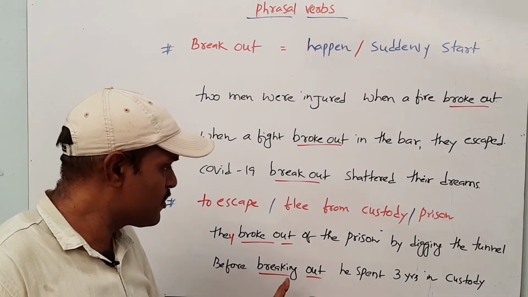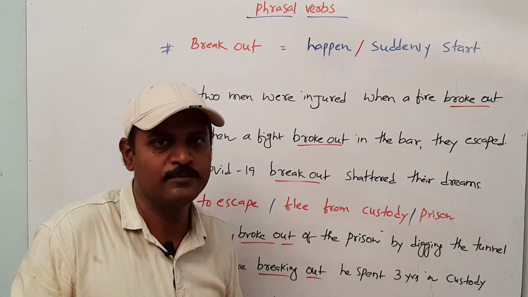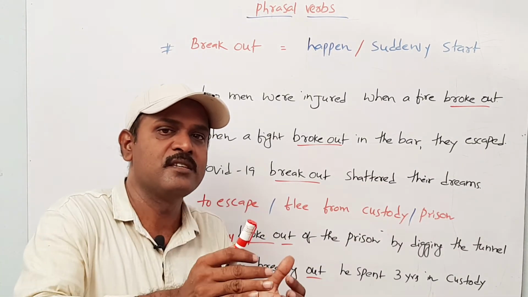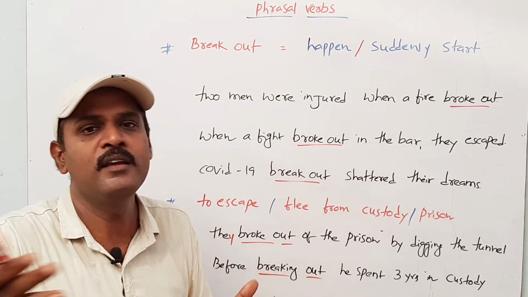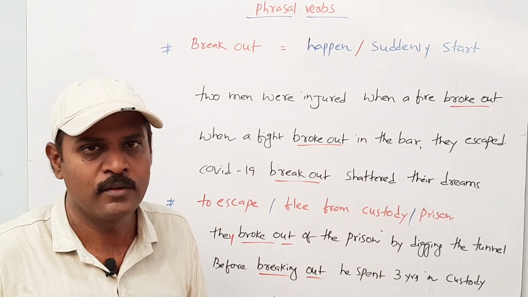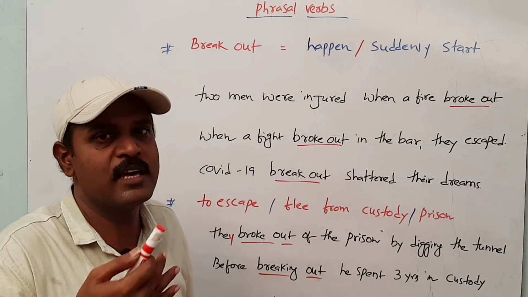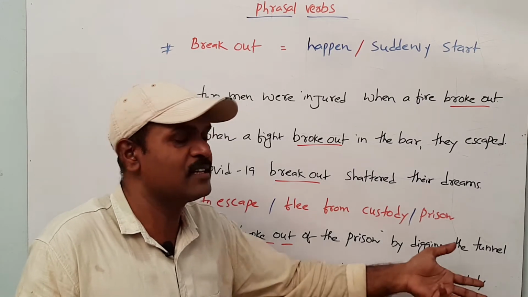Before breaking out, he spent 3 years in custody. That means he had spent 3 years in custody and then he broke out. So, before breaking out, before escaping, he spent 3 years in custody.